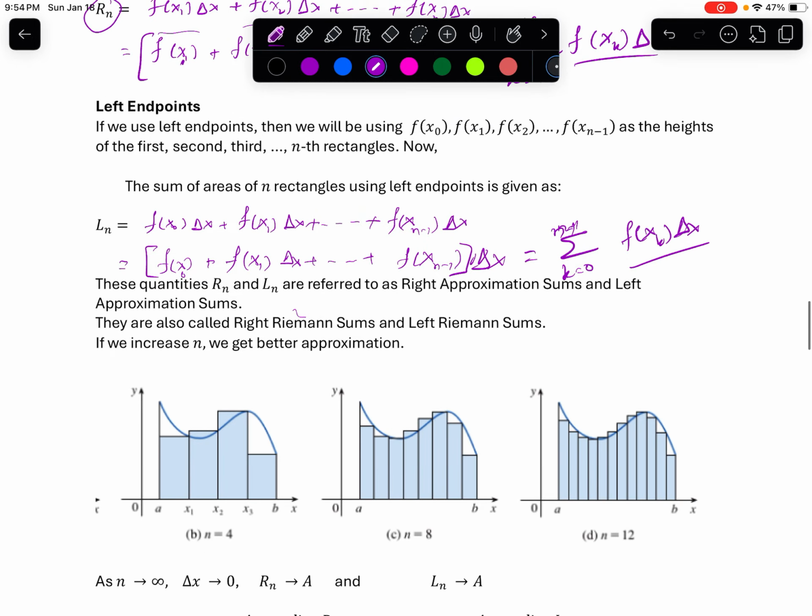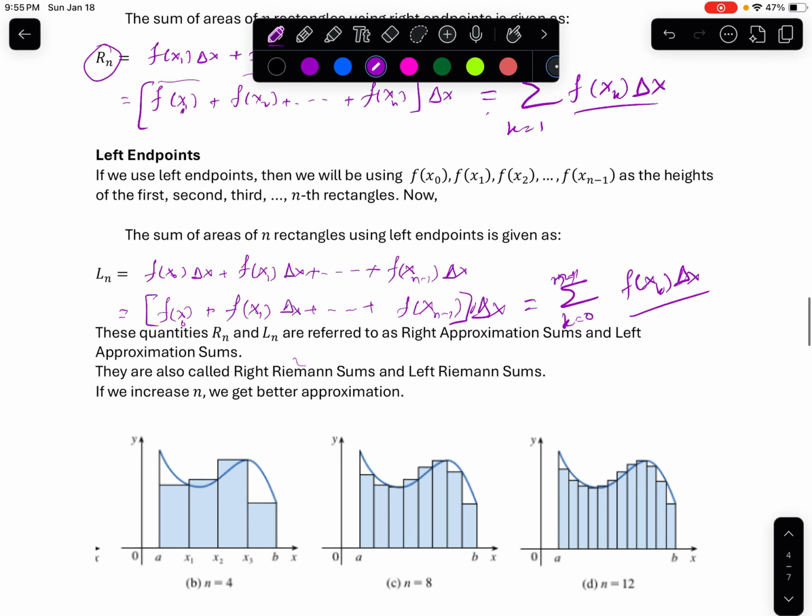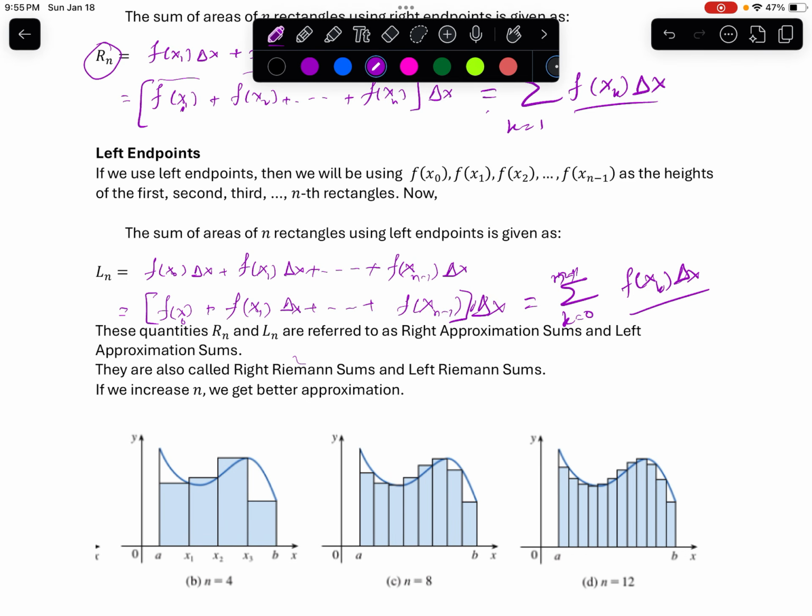Now these quantities, R sub n and L sub n, are called the right approximation sum and the left approximation sum. So Rn is the right approximation sum, Ln is the left approximation sum. They have another name. They are also called right Riemann sums and left Riemann sums. Riemann was a mathematician. He was a student of the very famous mathematician Carl Friedrich Gauss.